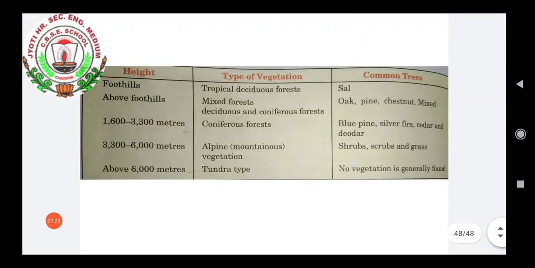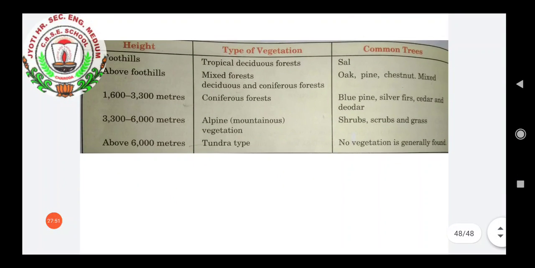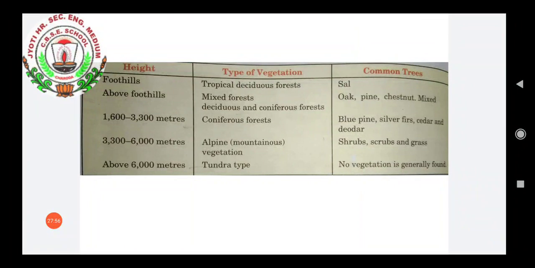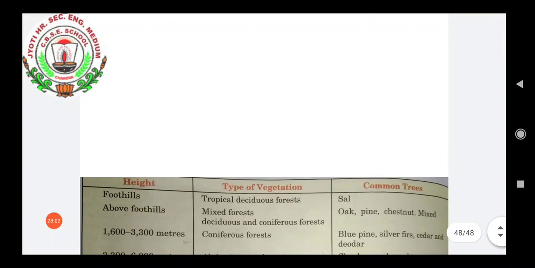Now when we move from 3300 meters to 6000 meters, we will have alpine or mountainous vegetation. Here we have shrubs and grasses. When we move above this 6000 meters, we will have tundra type of vegetation there. In this kind of area, no vegetation is generally found. Why? Because as we move to altitude or height, the temperature will be low, and in low temperature no tree can survive.